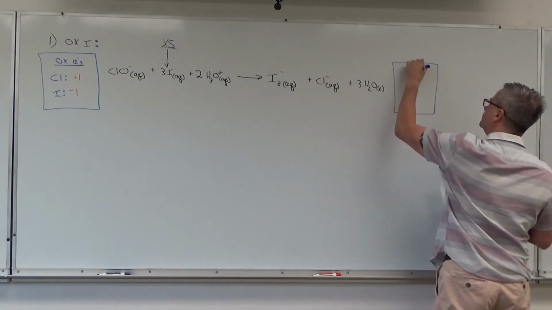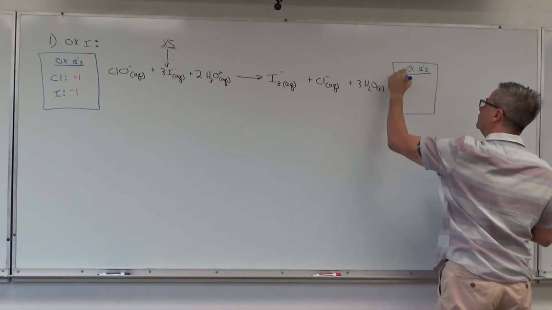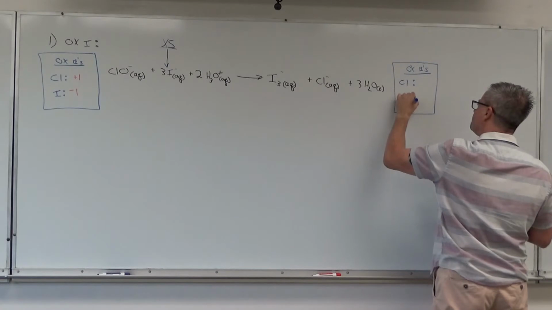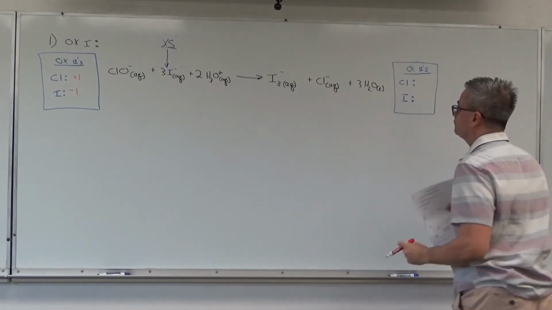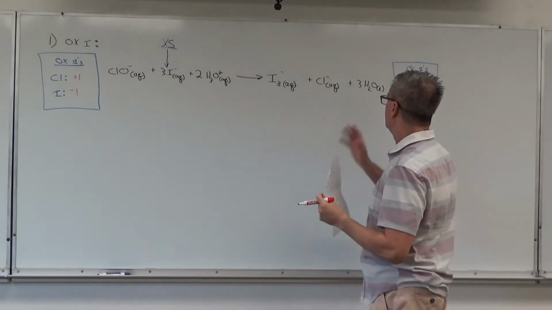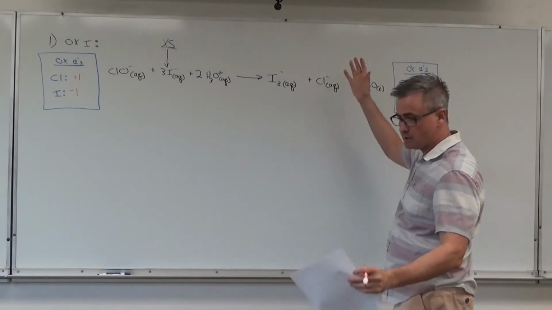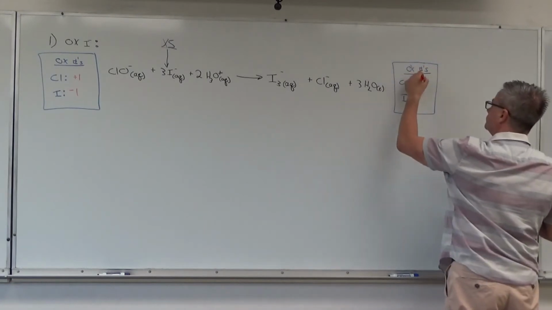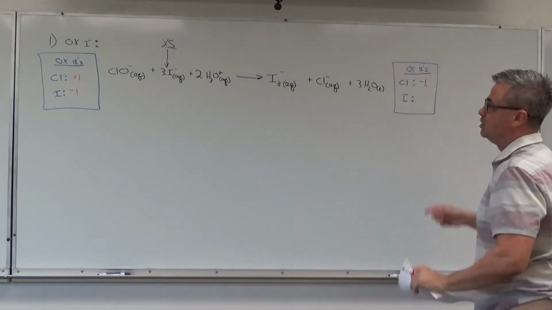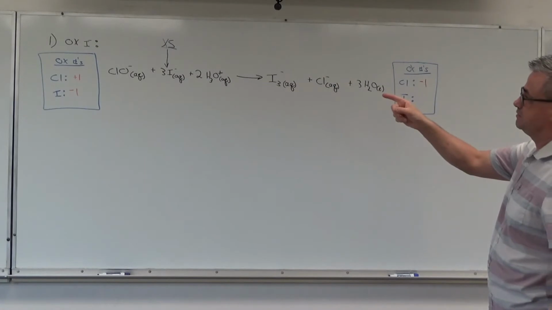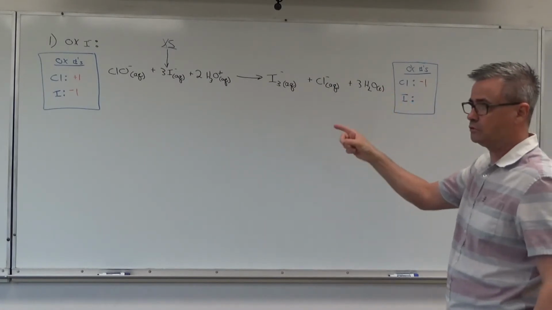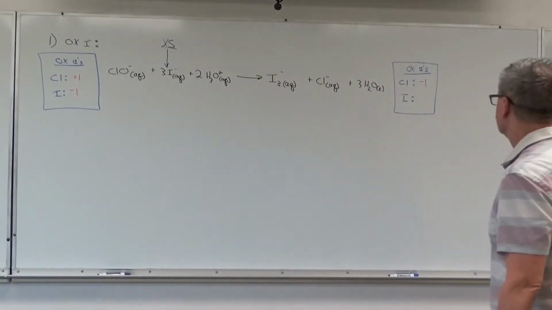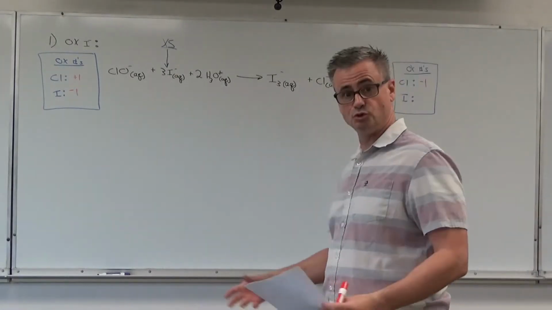Oxidation numbers. Chlorine, we have our iodine. So we'll do the easy one first. Monoatomic ion, and so its oxidation number is its overall charge, -1. So the oxidation number of chlorine has become more negative, and so it was clearly reduced in the process.